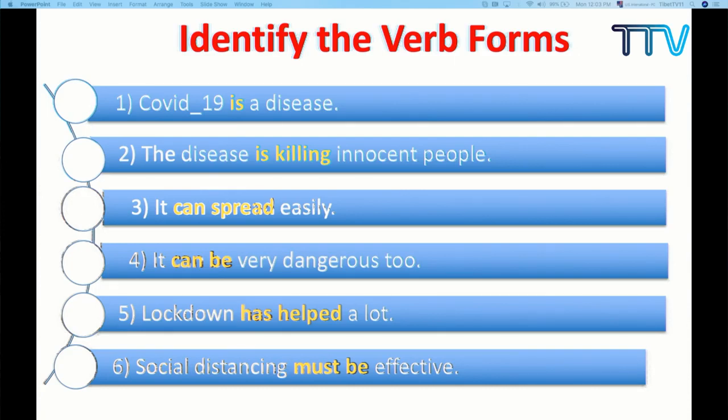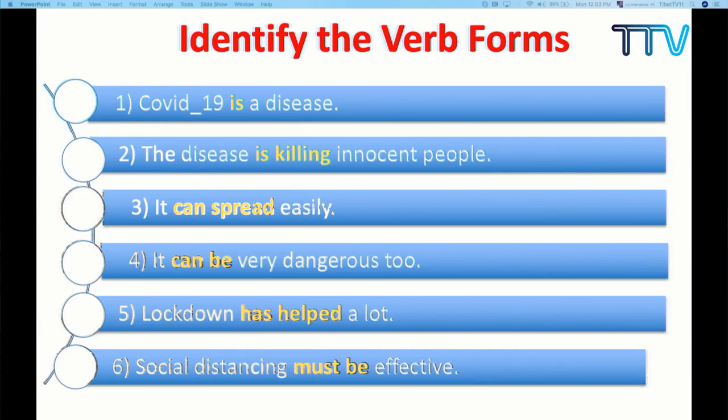Now, let us go to the third one: it can spread easily. So you see can. Now what type of verb is this? Do you see any principal verb here? Yes. What is the principal verb? Spread. This is an action. So can is a helping verb in this sentence, because there is a principal verb which it modifies.